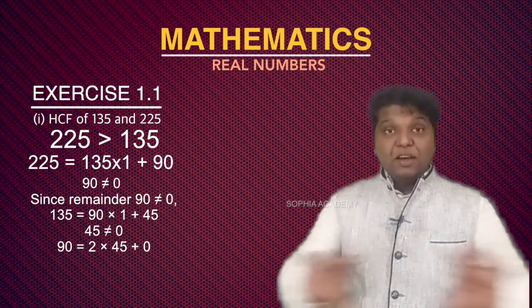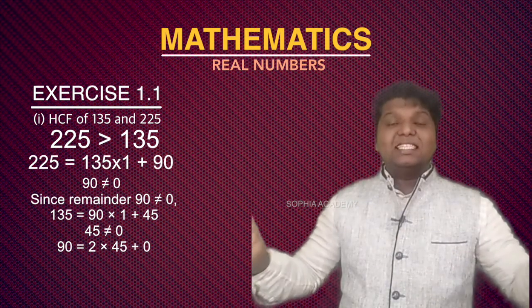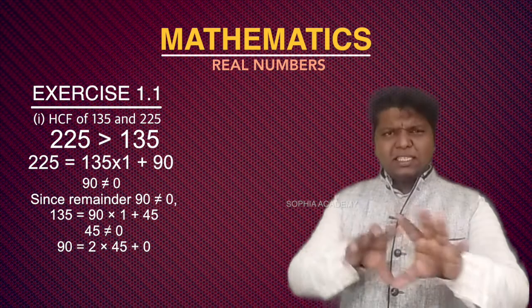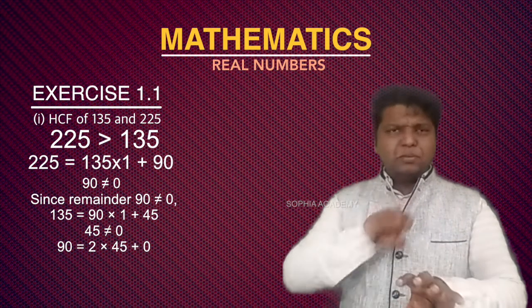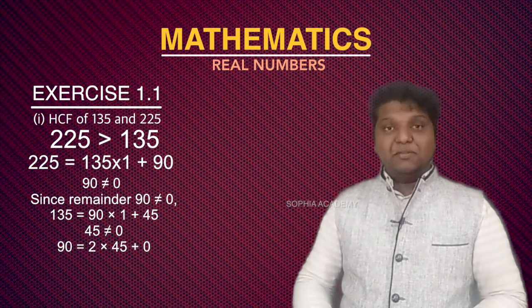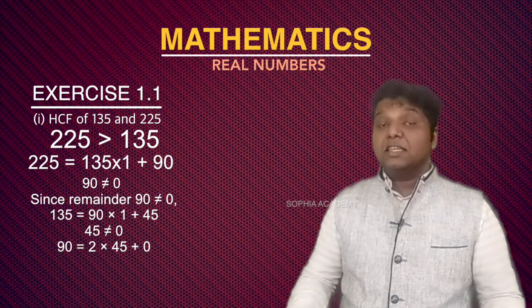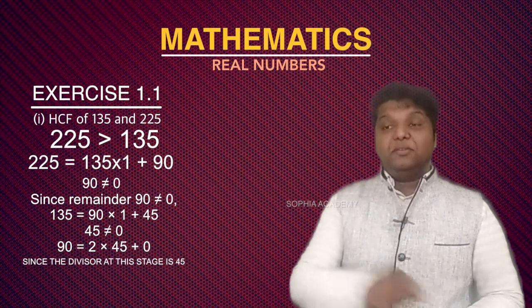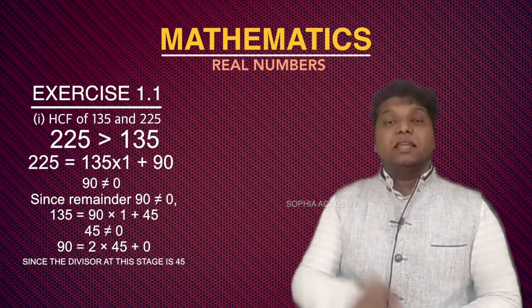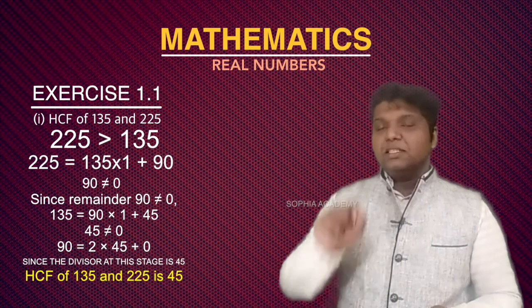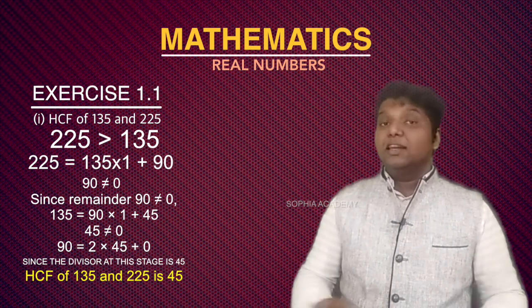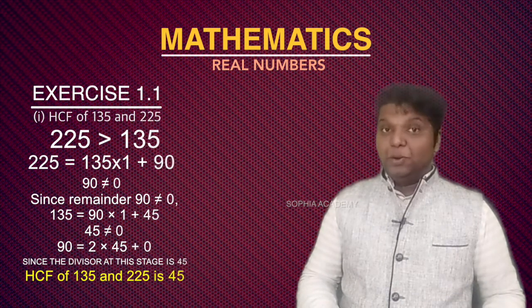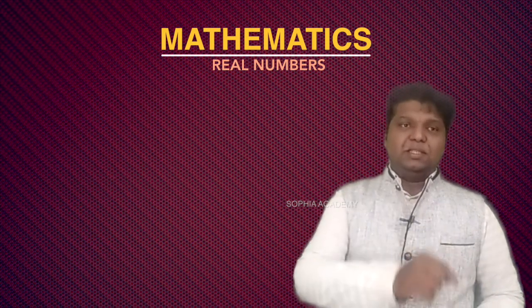We have reached the final step of our solution. Now it's just time to select our HCF. Which is our HCF? Yes, 45. This 45 will be the HCF of the given numbers 135 and 225. Hope you understood. Let's go to the next question.